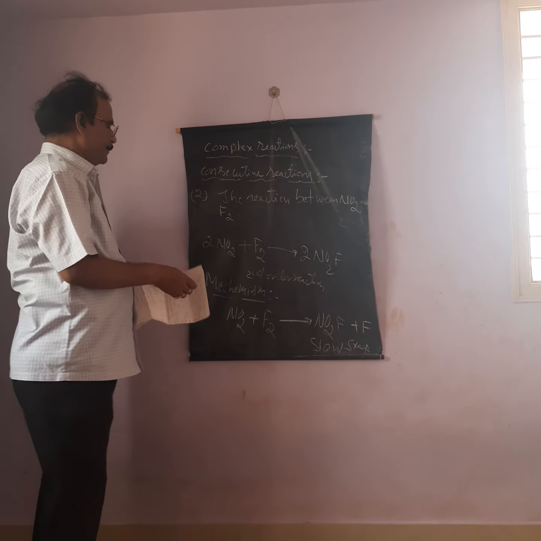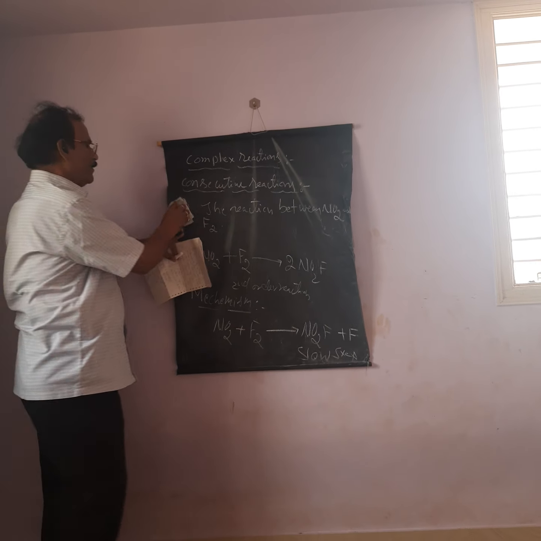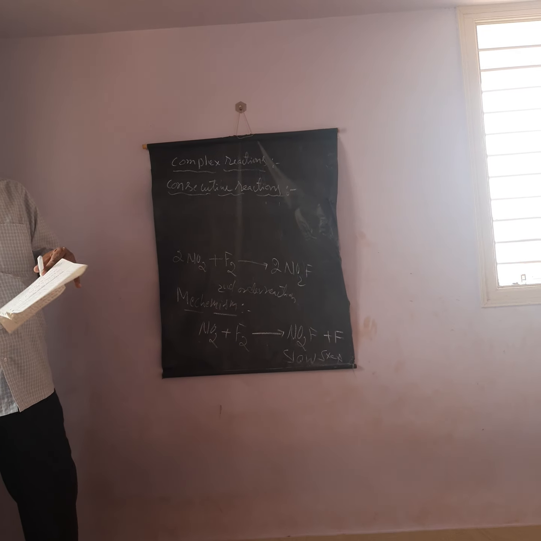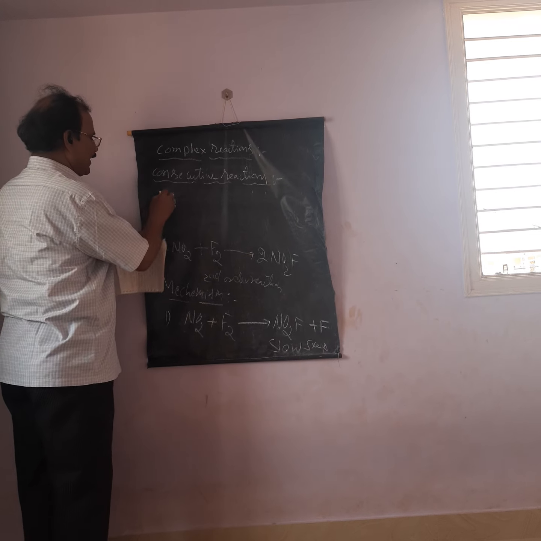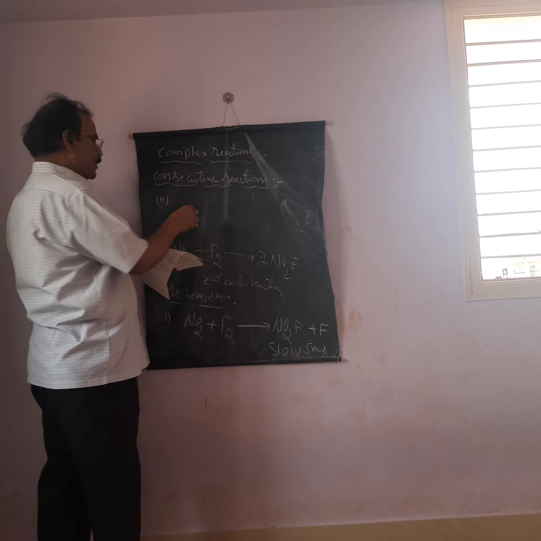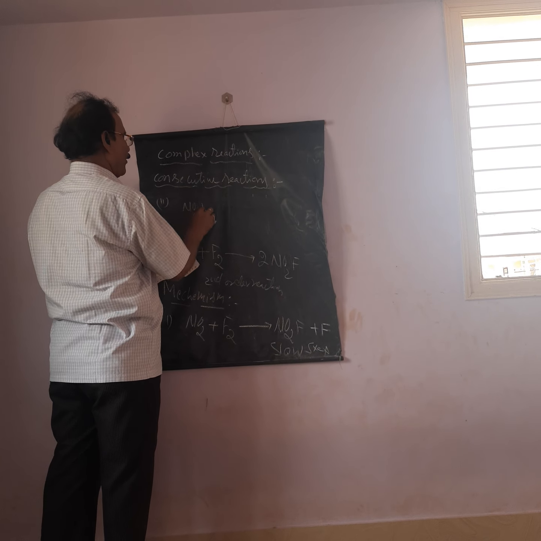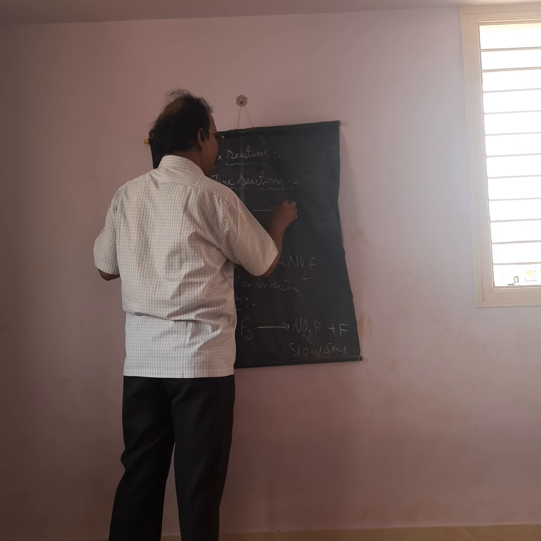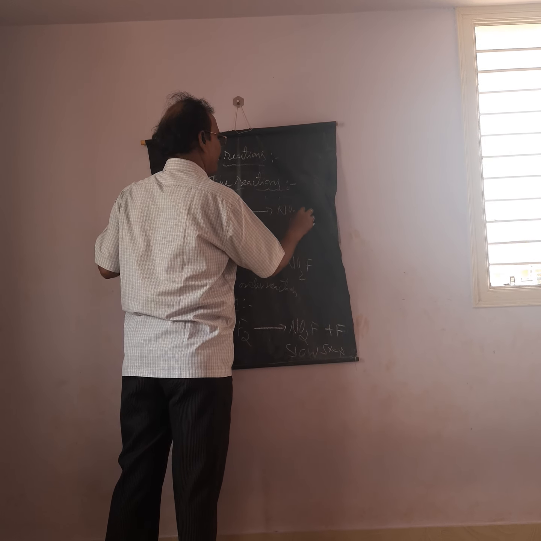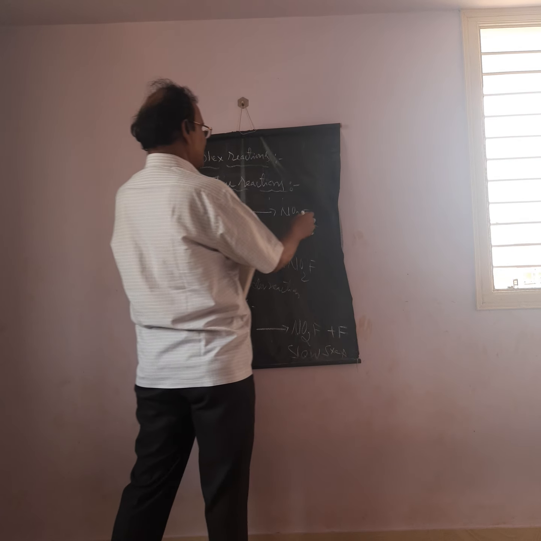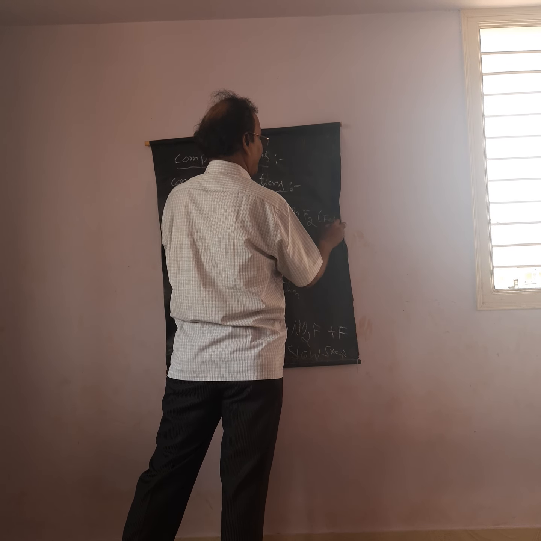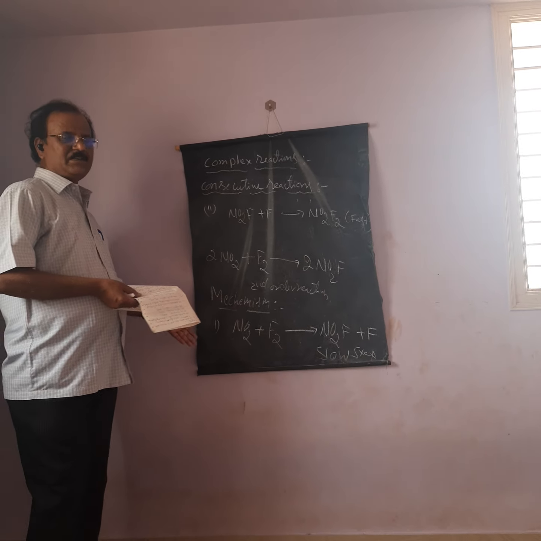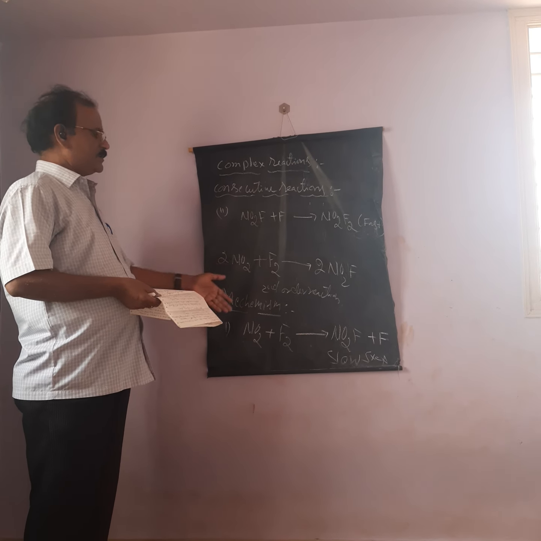In the second step, this NO2F reacts with the atomic F and gives rise to NO2F2. And this is the first step. So the first step is the rate determining step, which is the slow step for this reaction.